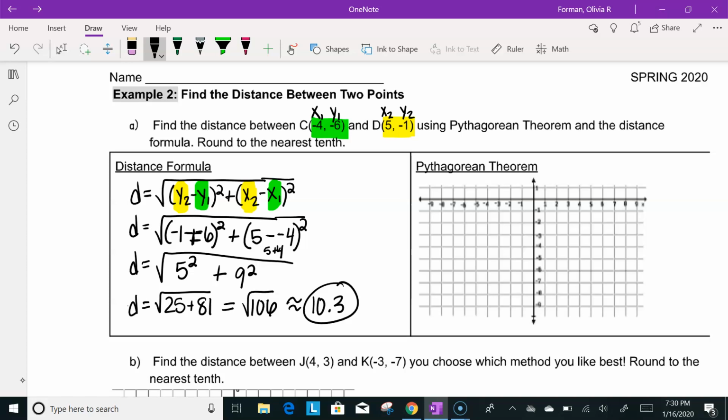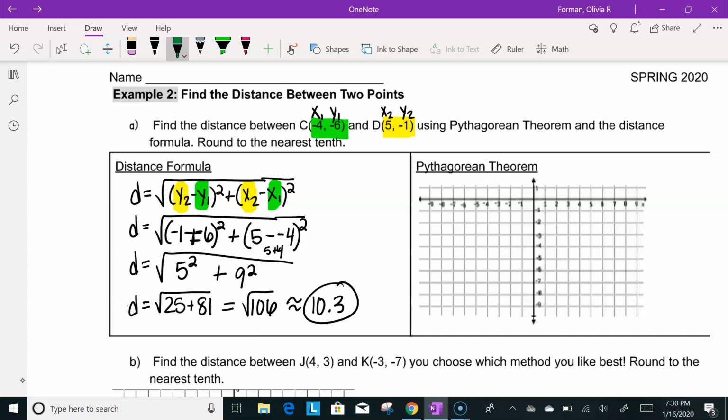Again, the most confusing thing or the hardest thing is that it takes a while to memorize that formula and get comfortable using it. Okay. Here's what Pythagorean theorem looks like. So for you visual people out there, this can sometimes be helpful.